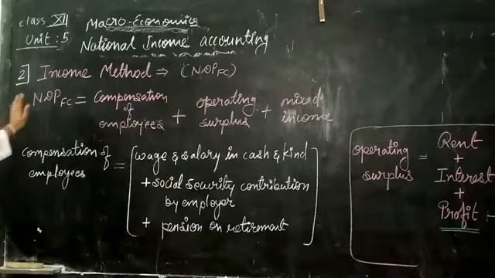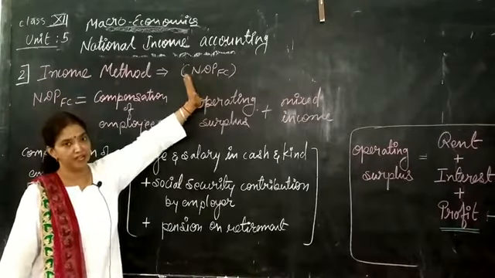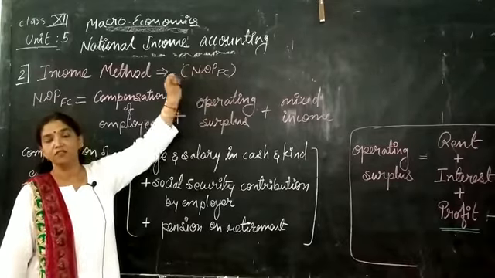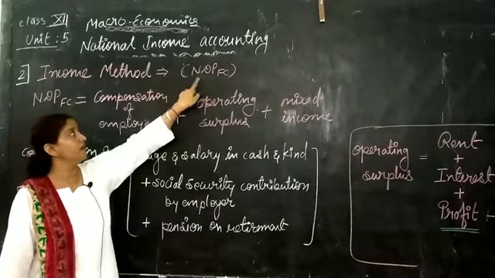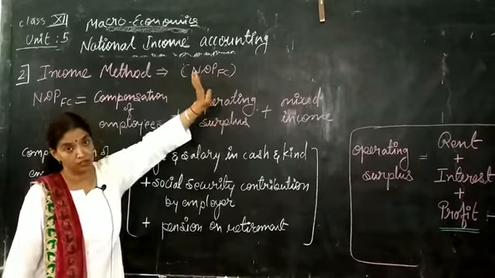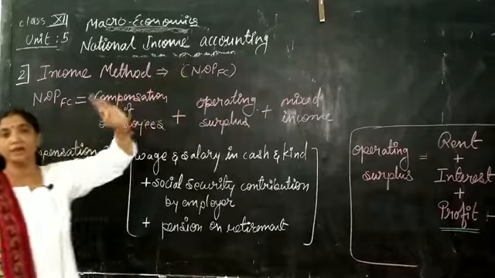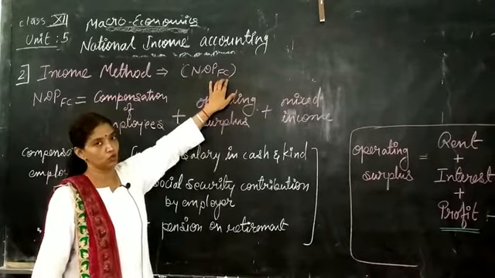And the income method gives the national income in terms of NDP at FC. What is the full form of NDP FC? Again and again I am telling you, NDP at FC is net domestic product at factor cost. This is the only method which directly gives the income in terms of factor cost.